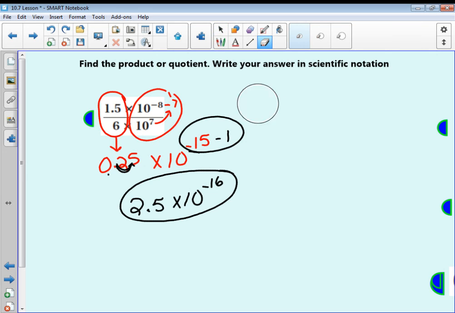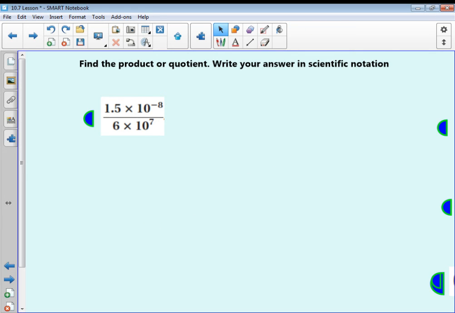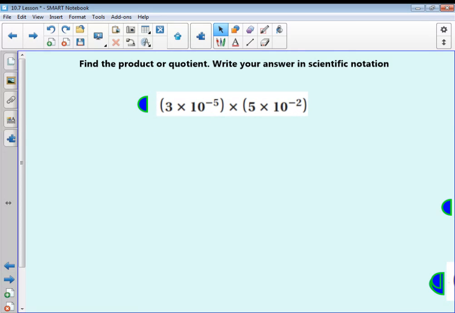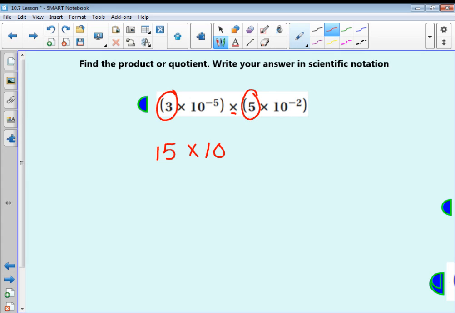Okay, so let's try another one. This time we've got multiplication. I know it's multiplying because of that. When we multiply our front numbers, 3 times 5 is 15 times 10. Now, when we're multiplying exponents, we add these together. So negative 5 plus a negative 2 gives me negative 7.